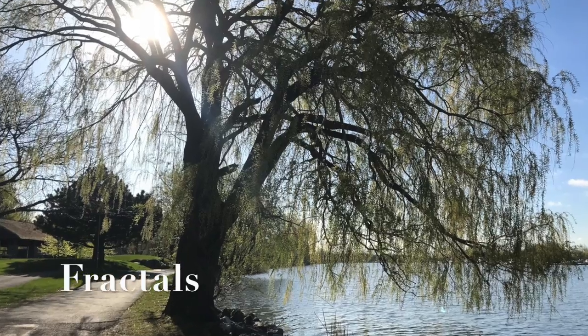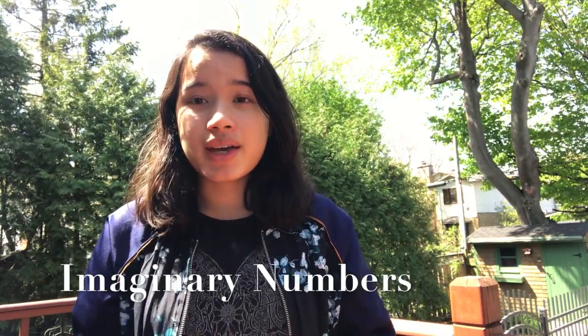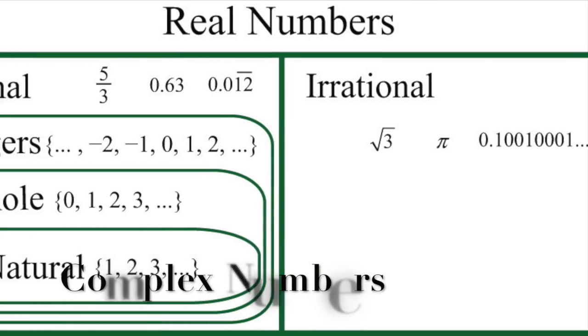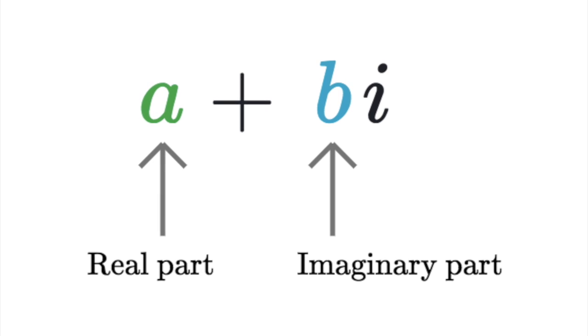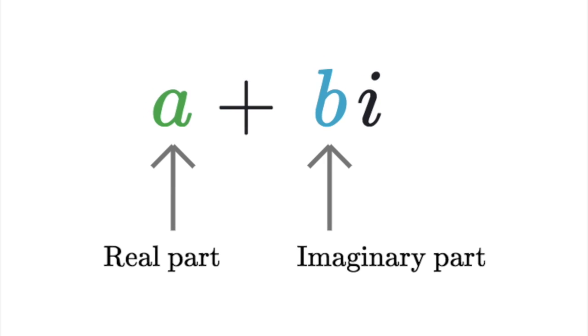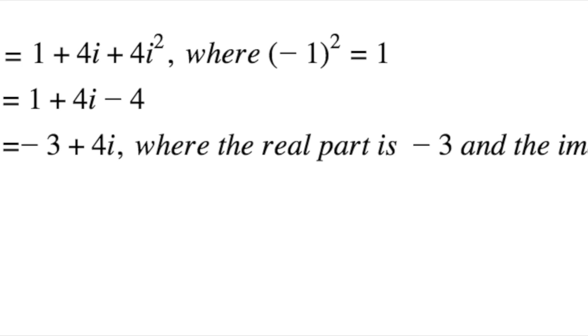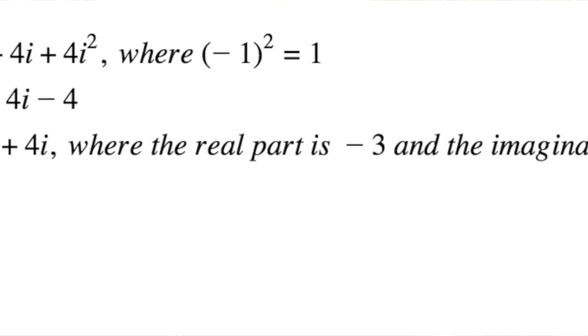A fractal is a never-ending pattern that repeats itself at different scales, called self-similarity. Imaginary numbers are any real number times the square root of -1. A complex number is a combination of a real number and an imaginary number. It can be written as a + bi, where i is the imaginary unit and a and b are real numbers. For example, if we find the standard form a + bi of this complex number, we get z = -3 + 4i, where the real part is -3 and the imaginary part is 4.